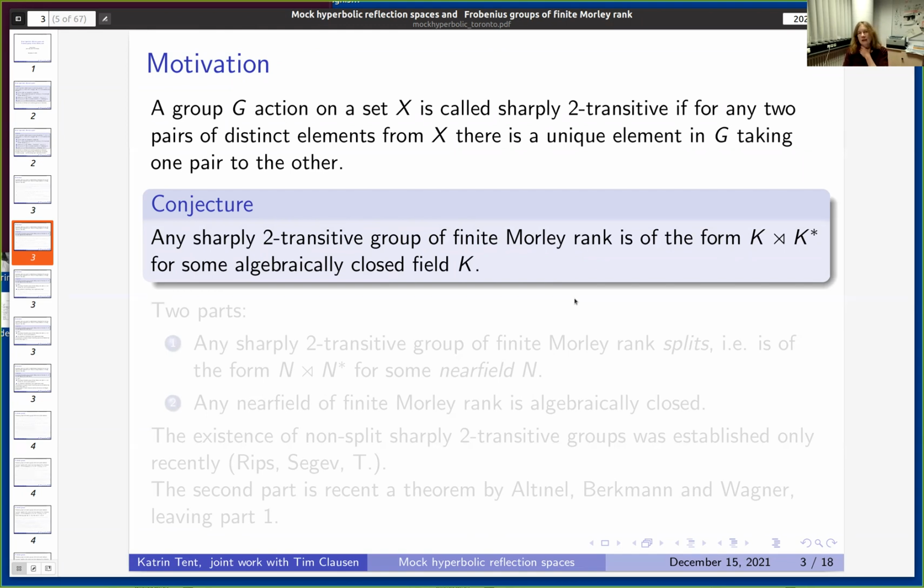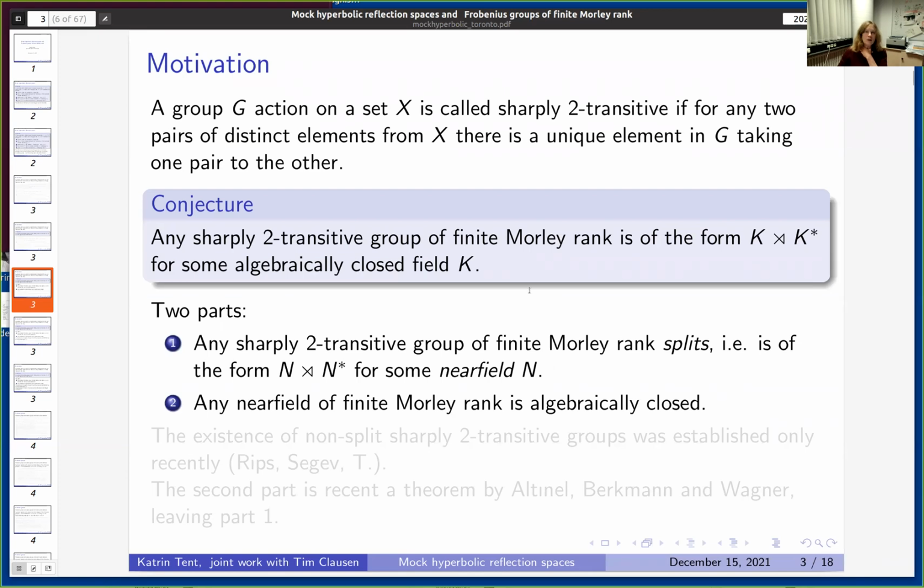And if you look at this conjecture, it has 2 parts, namely, first of all, you want to know that any sharply 2 transitive group of finite Morley rank splits, that is, has a normal subgroup here in this case. It need not be a field or an algebraically closed field, but in any case, if it splits, it's of the form N semidirect N star for some near field N. So a near field is an algebraic structure similar to a field, but you have all the same rules as in a field, but only one distributive law that holds.